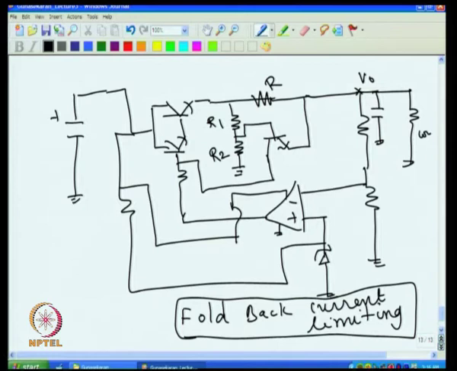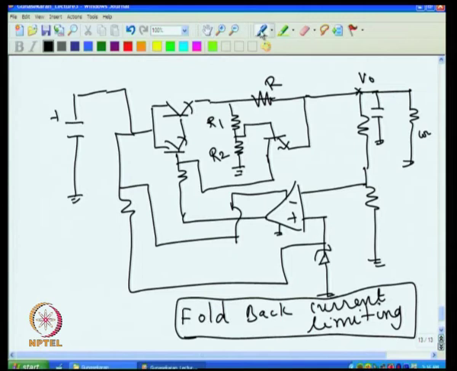See, the basic concept is that if the base and emitter voltage exceeds 0.6, the transistor will be conducting, and then current limiting will take place immediately. So, the question is when the voltage difference will be 0.6. Now, see under short circuit condition what happens.